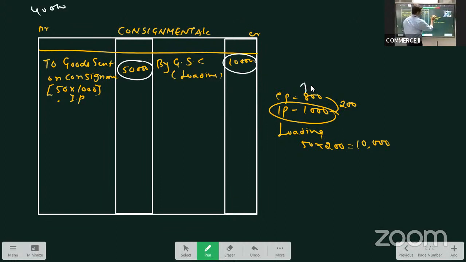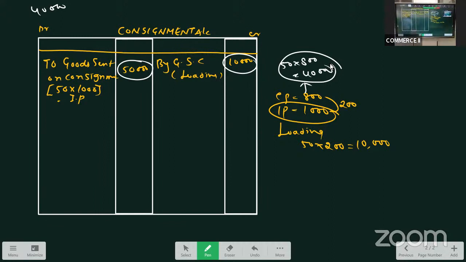See, what is the cost price? 800. So 50 into 800 would be 40,000, no? So this is how we arrive at the cost price. I repeat, if it is a case of invoice price, first consignment account is debited with invoice price, right? And the excess amount that is charged will be eliminated by crediting consignment account with the loading amount. Okay, the rest of the problem will be same. The rest of the problem, expenses, commission, all these things will be same.